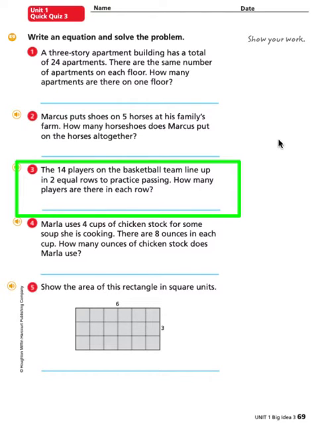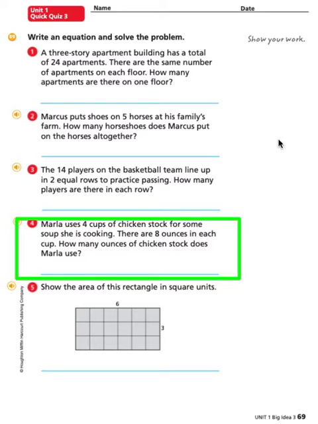Number 3, the 14 players on the basketball team line up in 2 equal rows to practice passing. How many players are there in each row? You can draw a picture to help you solve this problem. You need to write a multiplication or division sentence and solve.